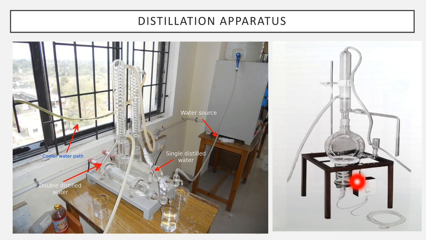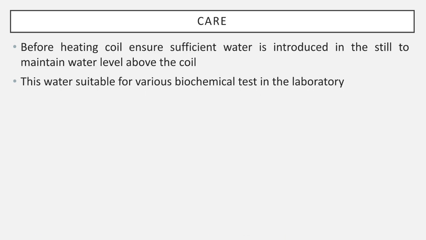Here is a heating coil where water is heated, then this water boils, evaporates and is collected in this collection tube. This is the inlet, this is the outlet of water. This is the cooling water to condense the vapor. So the uses and care: before heating the coil, ensure sufficient water is introduced in the still to maintain the water level above the coil. This water is suitable for various biochemical tests in the laboratory.